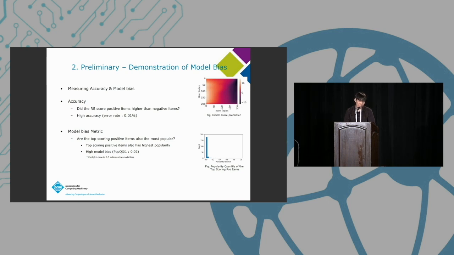Next, to measure model bias, we measure whether the top scoring positive items of each user are also the most popular positive item of that user. The figure on the bottom right shows the popularity quantiles of the top scoring positive items of each user. The quantiles are focused on 0, which means highest popularity. So the graph shows the top scoring positive item of each user is also the most popular positive item of that user. We averaged these 200 popularity quantiles to get a value of 0.02, which shows high model bias. If there were no model bias, the popularity quantile would be spread across 0 to 1, and the average would be close to 0.5.